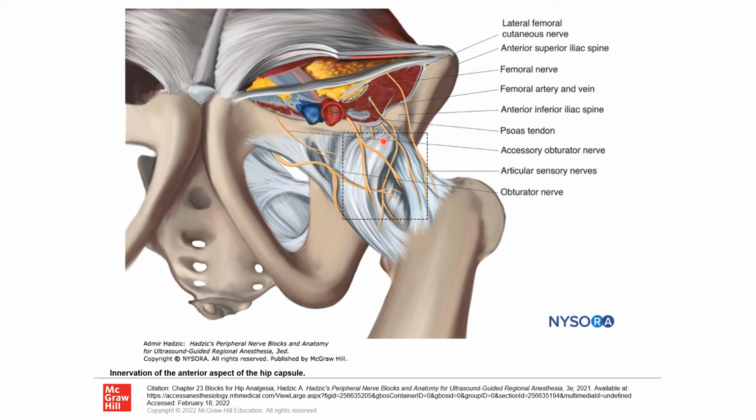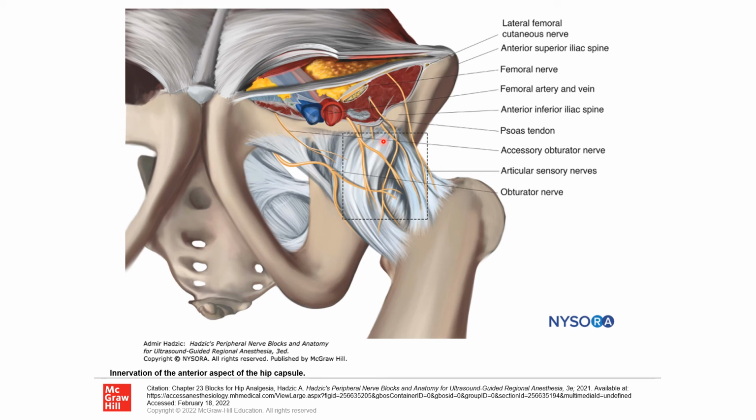That the anterior hip capsule is primarily nociceptive fiber innervated, while proprioception fibers tend to innervate the posterior hip capsule and are responsible for allowing us to know our hip's orientation, the femur's orientation in space.